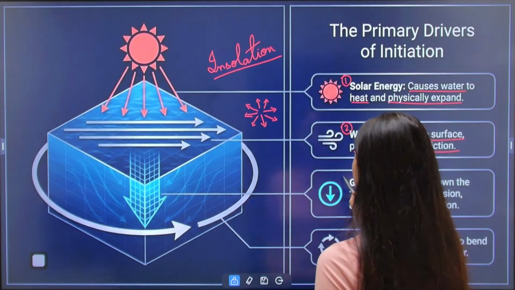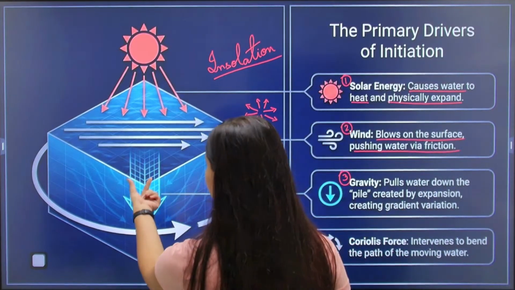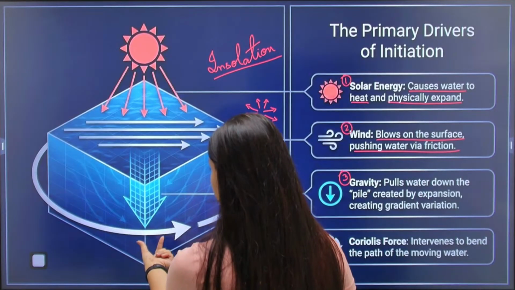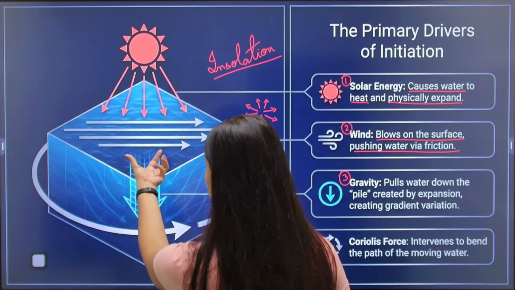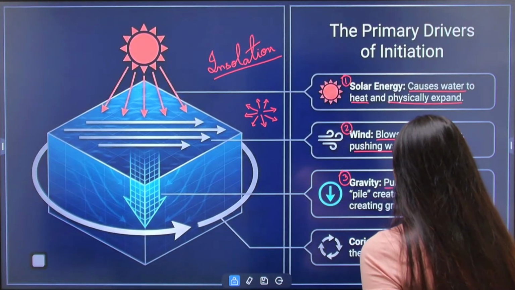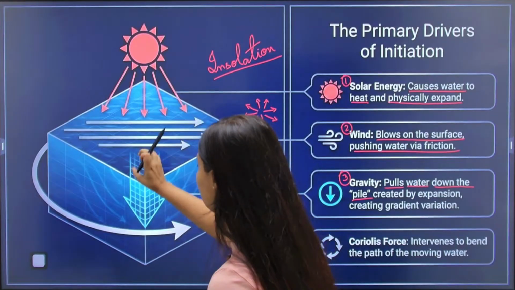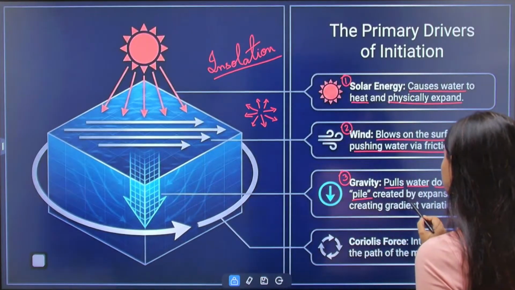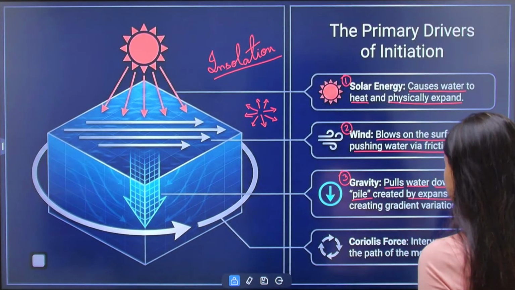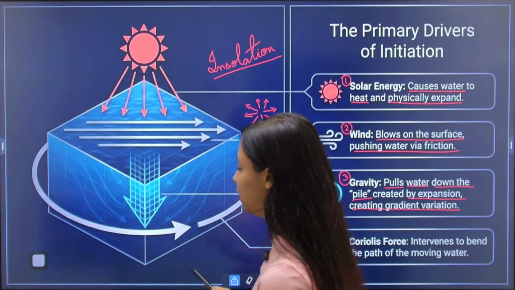The third is gravity. At the same time, the force of gravity is also working on this water, on the ocean currents, and it is pulling them towards the center of the earth. It pulls the water down the pile. Whatever pile is there, it will pull the water down. The pile created by expansion creates a gradient variation. There will be a gradient variation.